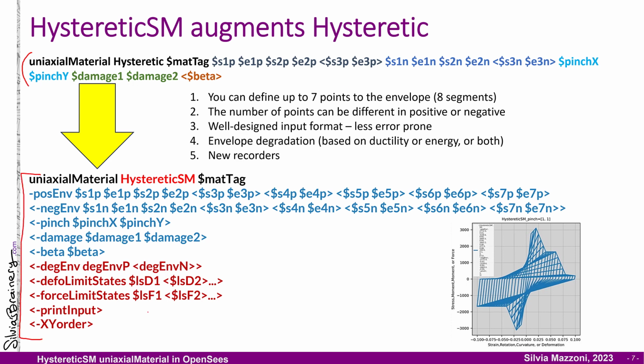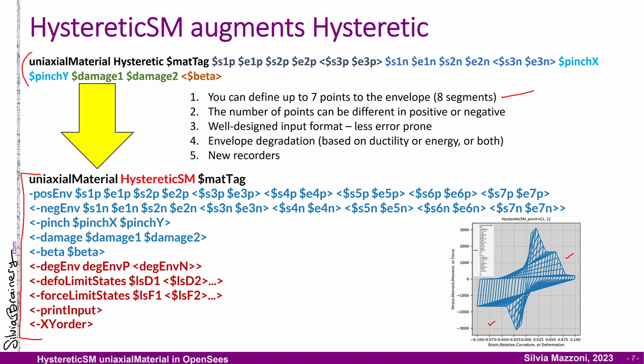I brought in a lot more parameters, of course, because that's what happens when you bring in more options, but most of them are optional, and I've cleaned this up a little bit so that it actually makes a lot more sense and reduces the chances of error. Okay, and so what HystereticSM does is you can have 7 points, therefore 8 segments to your curve. The number of points can be different in the positive and negative curves. So for example, you compare this positive from the negative, so you have a different number of points.